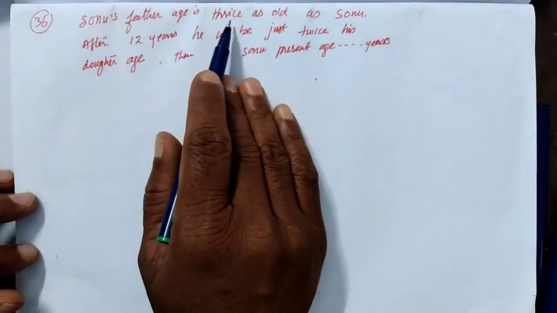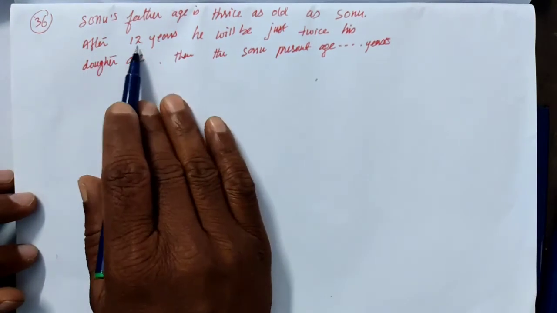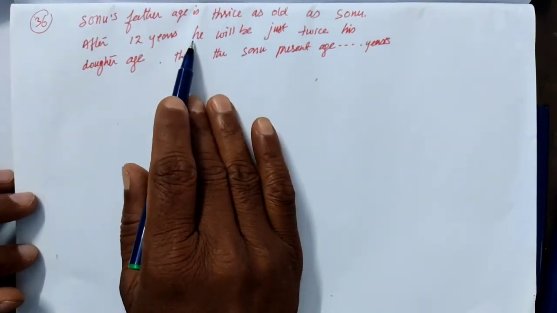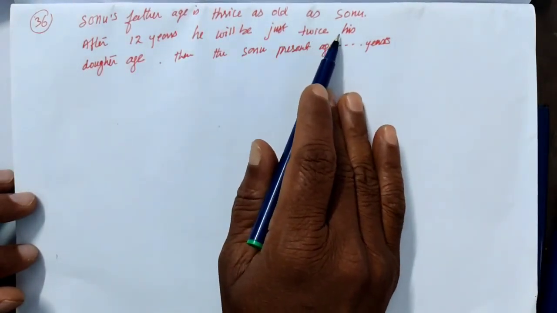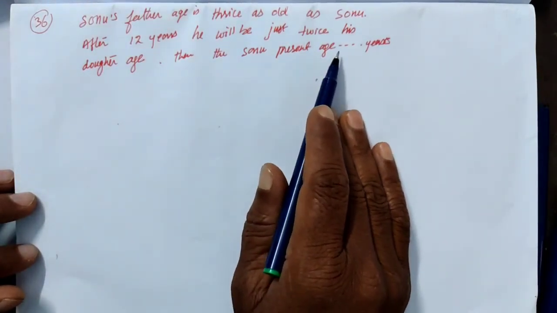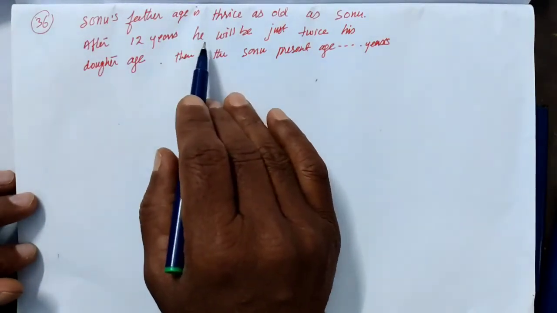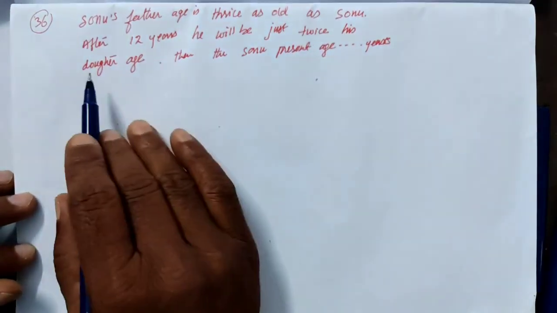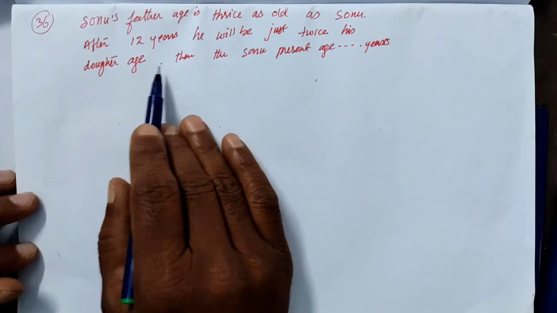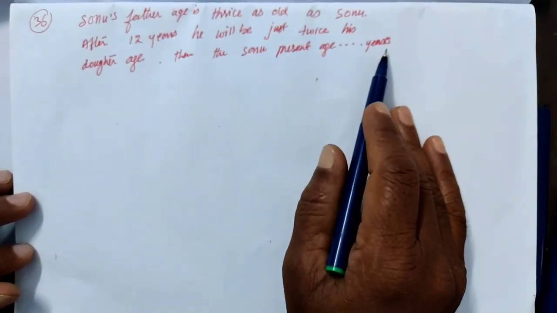Sonu's father's age is thrice as old as Sonu. After 12 years, he will be just twice his son's age. Then Sonu's present age is dash years.